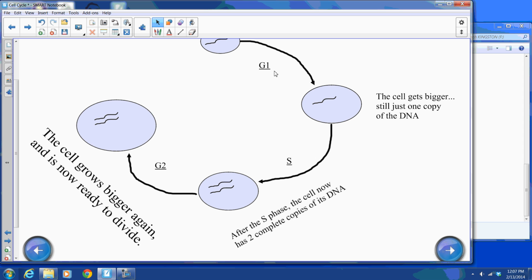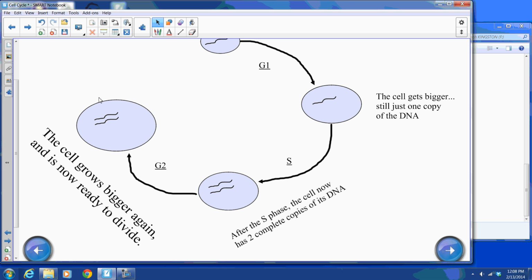Over here in the G1 phase, the cell has to grow big enough to have room for both these sets of DNA. That DNA takes up some space, and so the cell needs to be big enough to handle the two copies of the DNA. In the G2 phase, it's going to grow and get ready to divide. So at the end of G2, that cell has to be big enough that it can split into two new cells, and both of those new cells are able to survive. So it's very, very important that the cell grows big enough during the G2 phase.